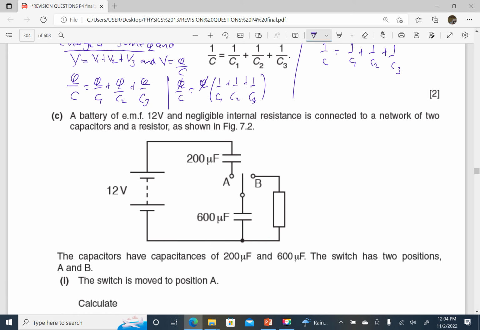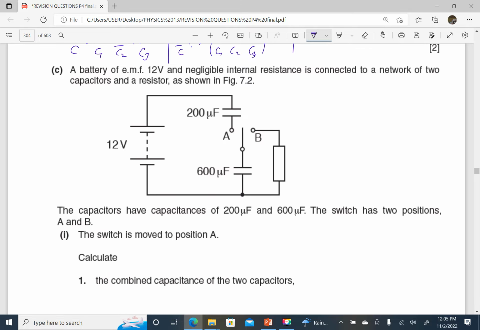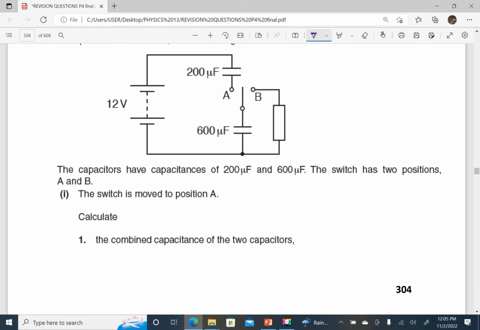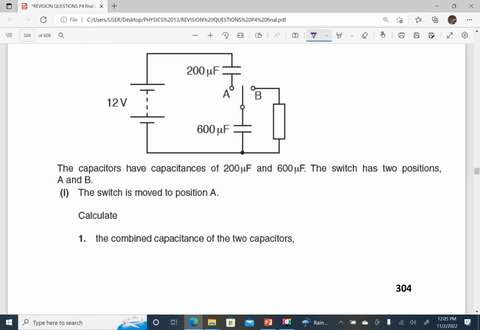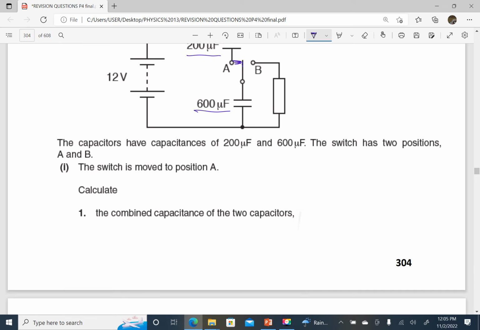Okay. A battery of EMF 12 volts and negligible internal resistance is connected to a network of two capacitors and a resistor as shown here. The capacitors have capacitances of 200 microfarads and 600 microfarads. The switch has two positions, A and B. The switch is moved to position A. When it is moved to position A, when this part is closed here, you notice that 600 and 200 are now in series. We can find total capacitance.